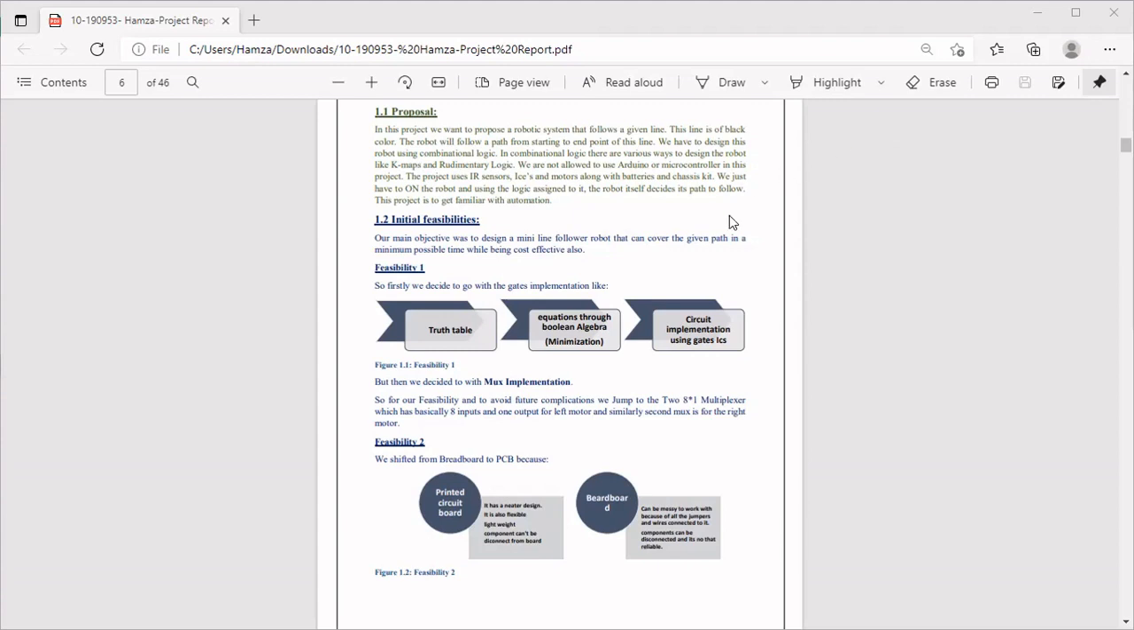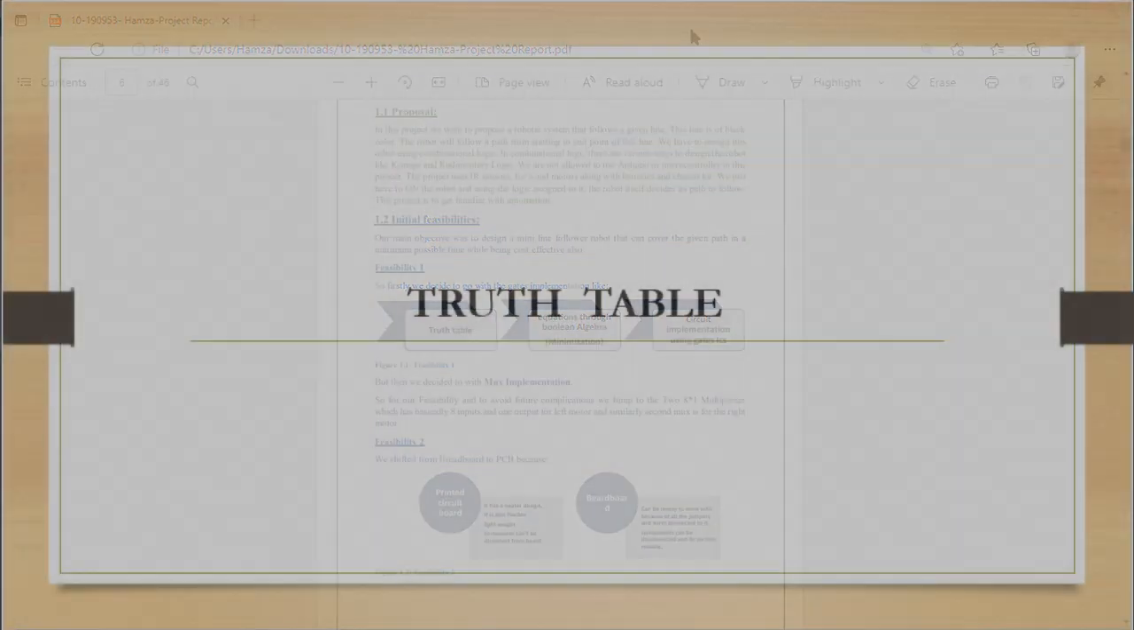So there are various steps that are included in the designing of the circuit. The first step is to draw the truth table and verify its combinations. So first in the designing of this circuit, I have drawn the block diagram and after that I designed the truth table, which is as follows.